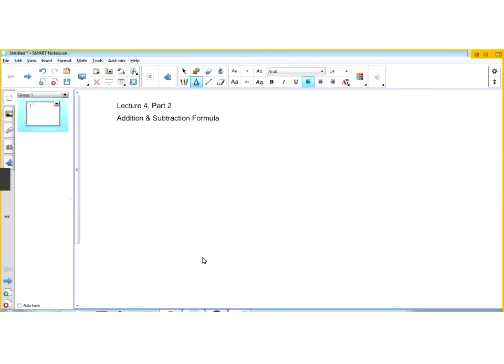Okay, so in section 4.2, or chapter 4, section 2, we're going to talk about addition and subtraction formulas. What we mean by this is we want expressions for things like the cosine of the sum of two numbers. Can we express the cosine of a sum of two numbers in terms of, say, cosines and sines of s and t?